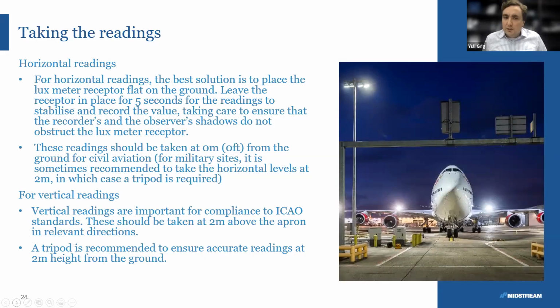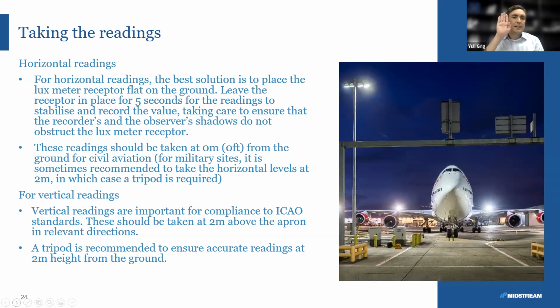But this is a really critical point, and we've seen many instances where, done incorrectly, you can get the most wild results on your readings. Now, for vertical readings, this is important to comply with ICAO and shouldn't be overlooked. These are taken at 2 meters above the apron in relevant directions. So you'll need a tripod to make sure it's always at 2 meters. And it's really as simple as that.